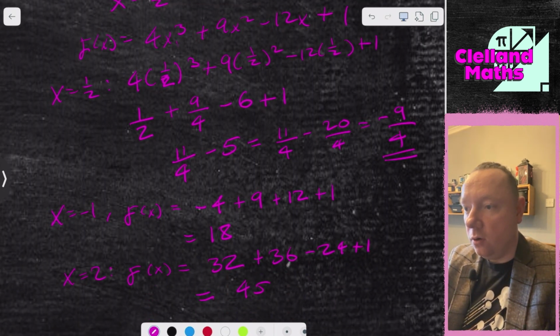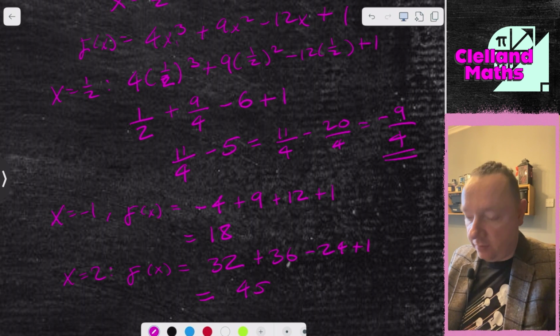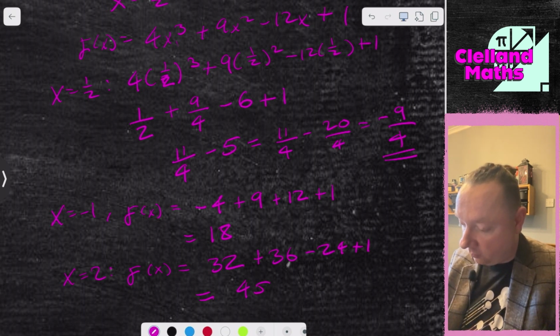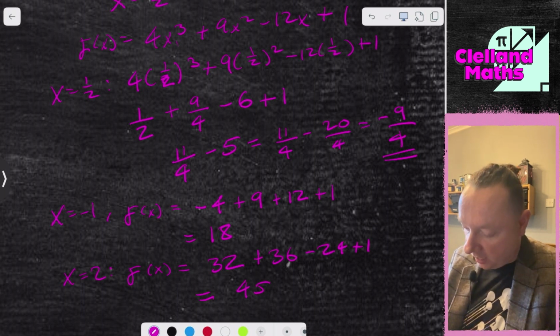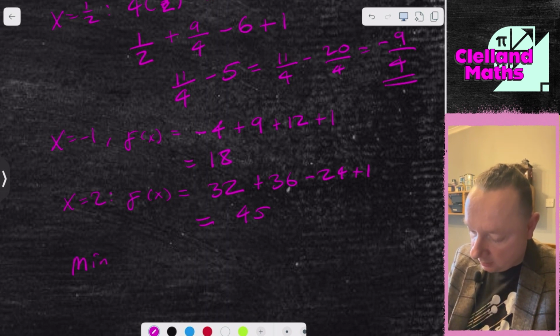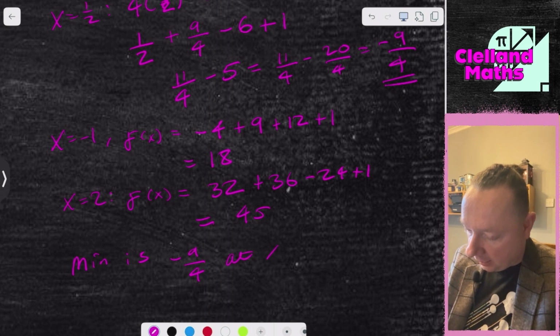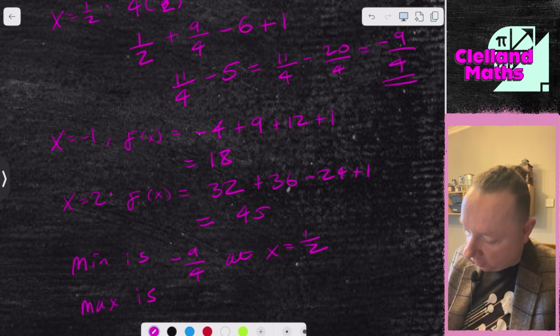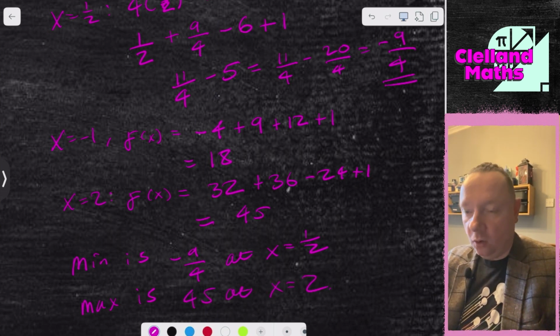We have also 18 and 45. So that means that we can say that our minimum value of f is minus 9 quarters, or 9 over 4, because that's the smallest, and our max is 45. So we just write that. Min is minus 9 quarters at x equal to a half, and max is 45 at x equal to 2, and we're done there on that epically long question.